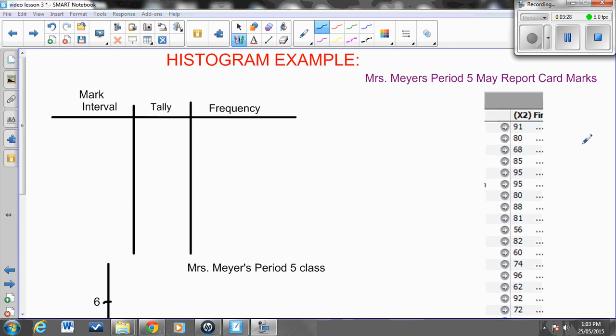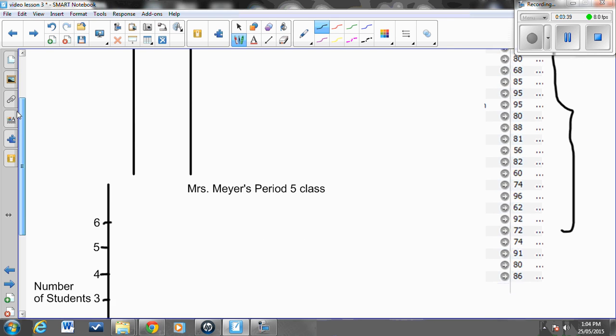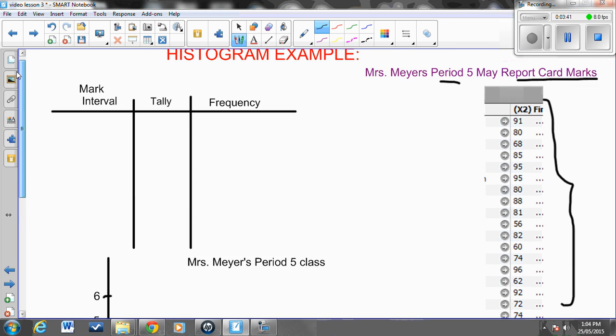So here I just grabbed some data, which specifically are period 5 report card marks as of May. And you can see that there are a number of students in the class, and I want to display their data in the form of a histogram. Okay, it's continuous data, and I want to display it using bars on a histogram.